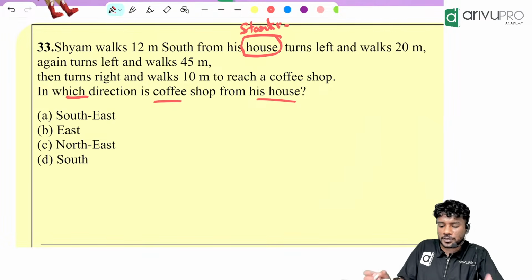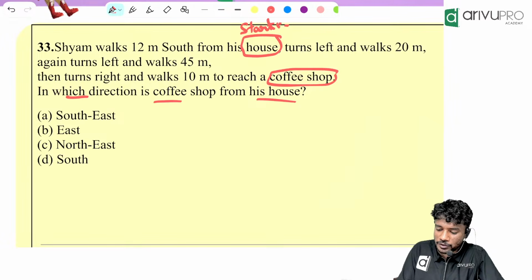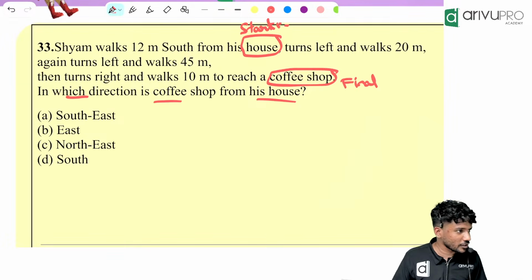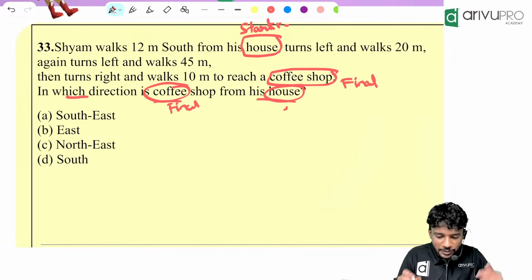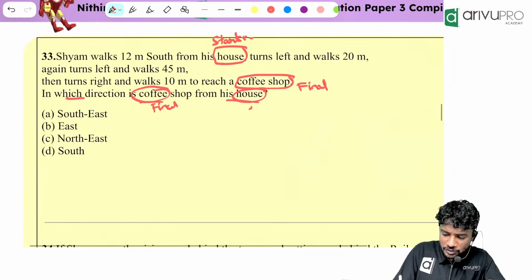Started south from his house. Then finally, he reached the coffee shop. That means it is the final position. Initial and final positions are there. So we need to find in which direction is the final point with respect to the initial point. Same type which we have done, type number 3 or 4.